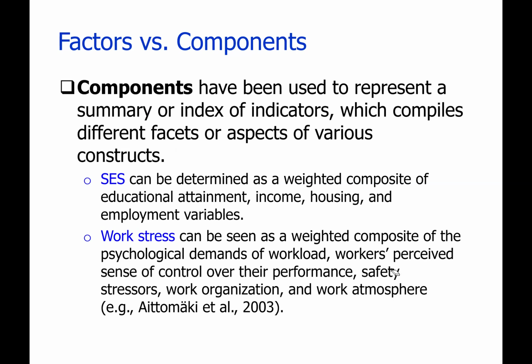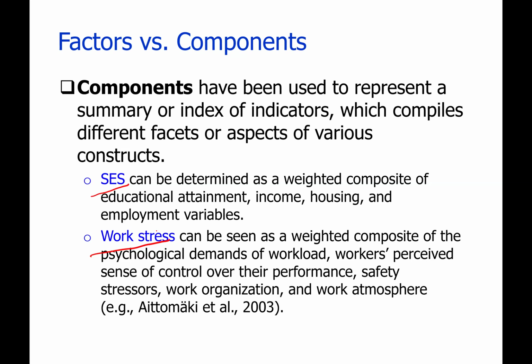On the other hand, as I said, components have been used to represent a summary or a cluster or index of the indicators. In many cases, these indicators represent different elements or different aspects of a more general concept. As you have seen, the fat, the muscle, or bone mineral represent different aspects of body composition. And these are two very well-known examples of components we may use in the literature.